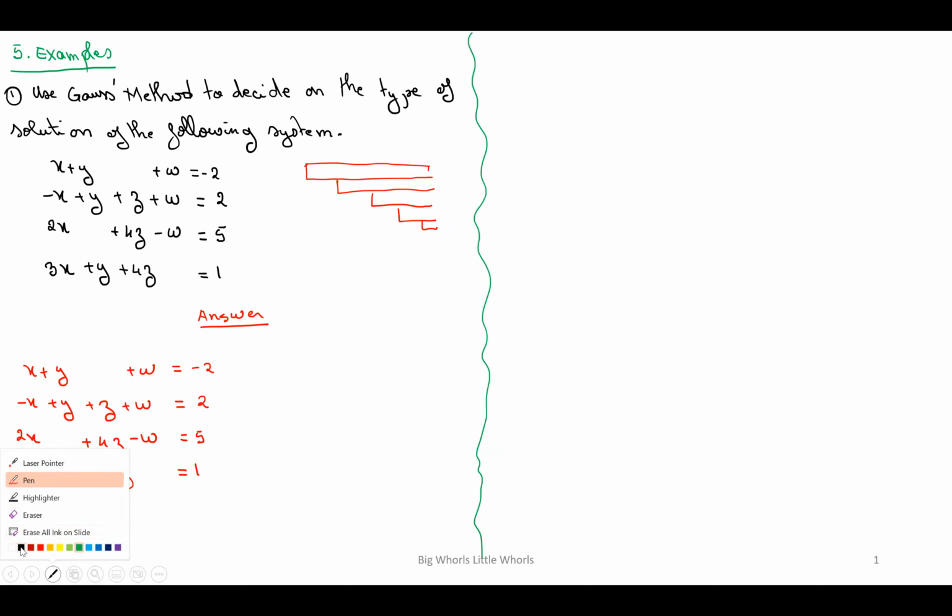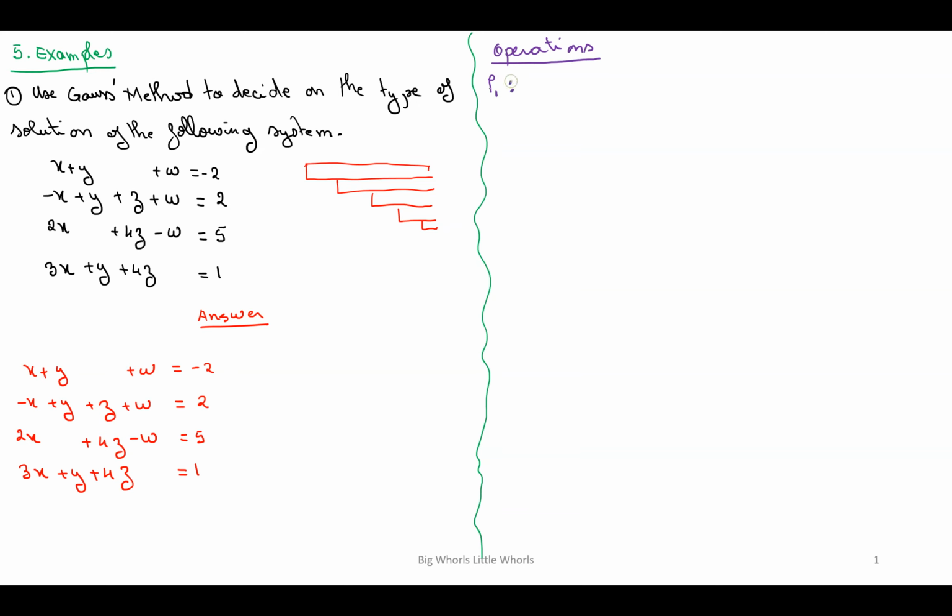Okay, so where can I do the operations? Yes, maybe let me do the operations somewhere here. Maybe it will make more sense. So let me write here operations. This is our first time to do Gauss's method, so I'm going to take time to explain it more in depth.